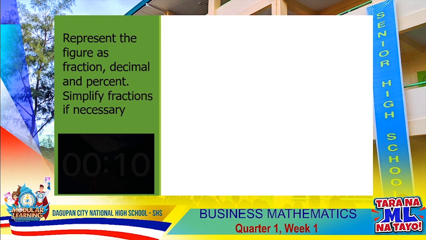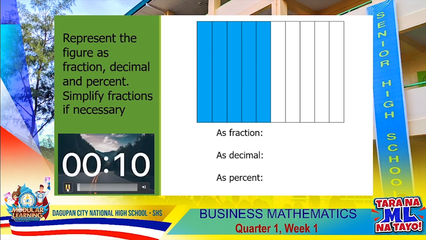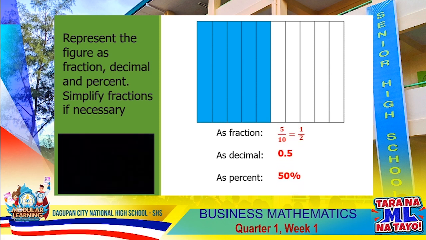We should have an activity. In this activity, let us represent a figure into fraction, decimal, and percent form. Now get ready with your paper and pen. Let's start. The first figure... the answers are 1/2, 0.5, and 50%.